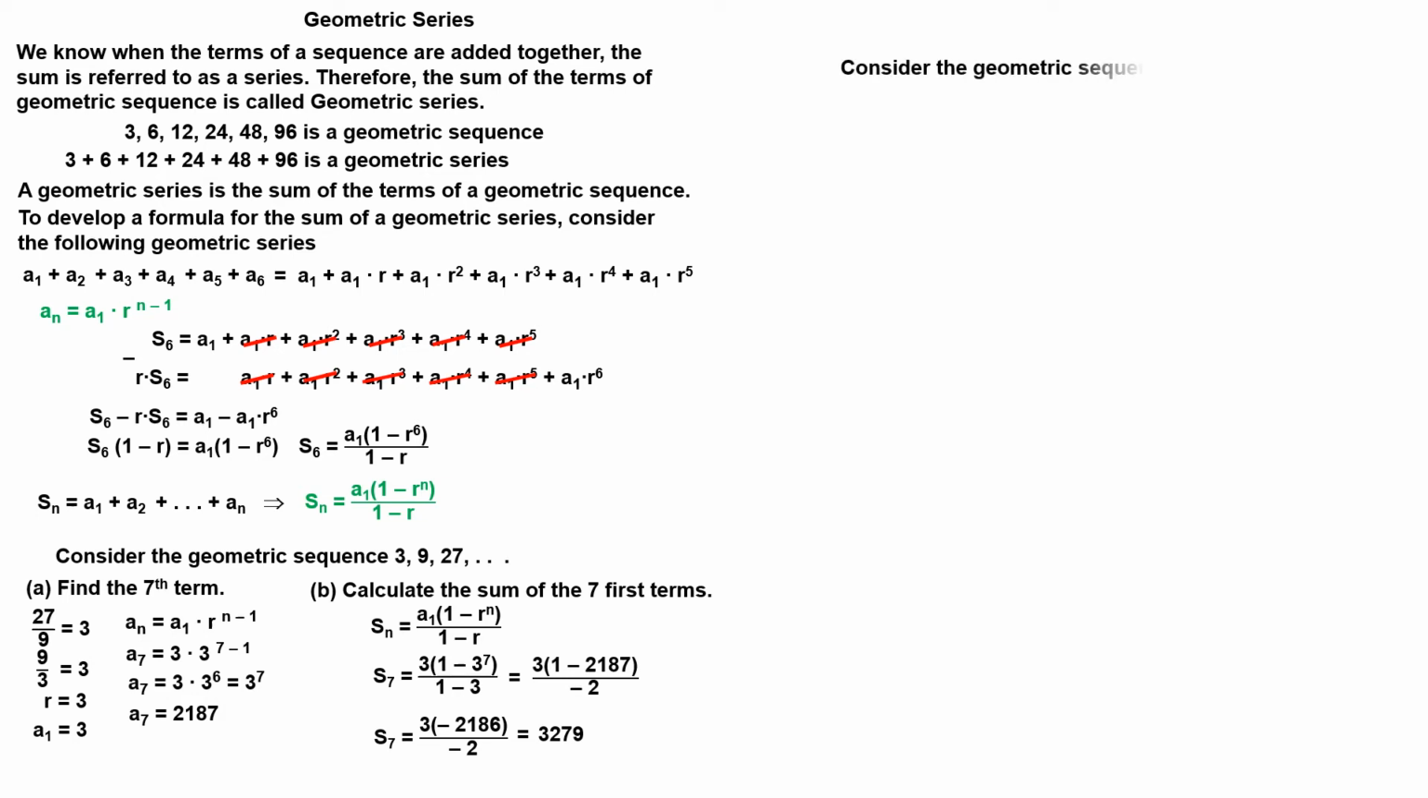Consider the geometric sequence. Find the number of terms in the geometric sequence. We know the first term is 9. We find the common ratio by dividing two consecutive terms. After simplifying, we get 2 over 3. We also know the last term.